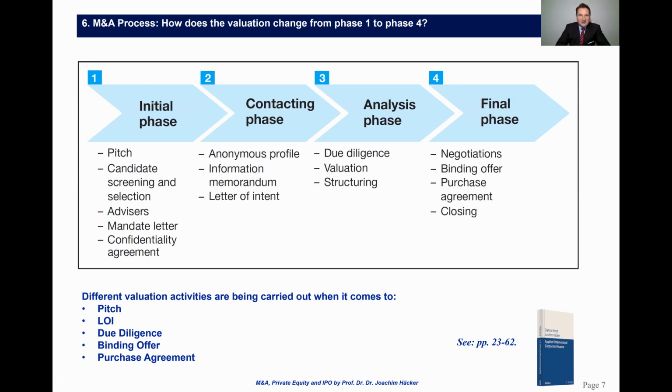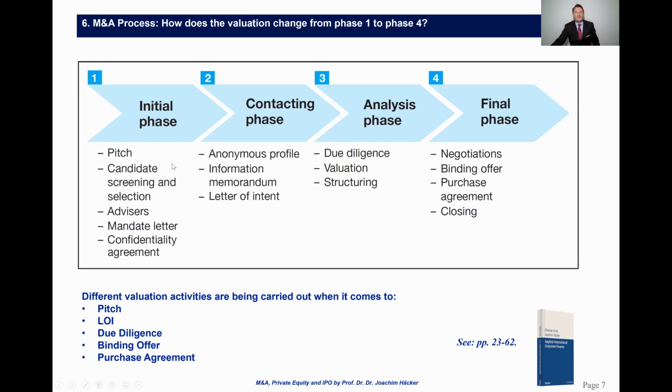Question number 6, the M&A process. How does the valuation change? You see here: initial phase, contacting phase, analysis phase, final phase. The M&A process comes in 4 phases. In all of the 4 phases, a valuation is being carried out. Like in a pitch, you use publicly available information and apply that information, and this results in a valuation.